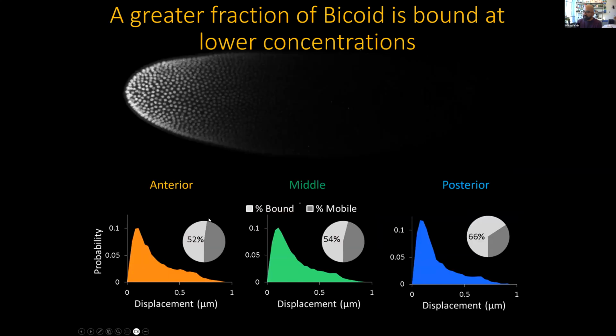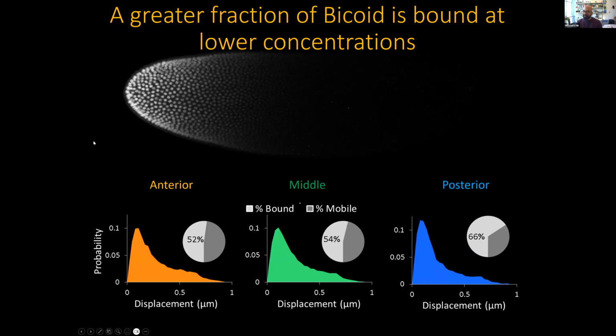And from this type of analysis, what we find is that the diminished population of bicoid at the posterior of the embryo, where it's low concentration, is still bound to DNA. And then we wondered if this binding is to specific sites, or is this just non-specific interactions with the DNA.